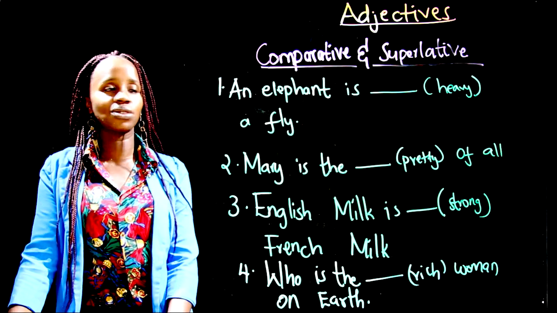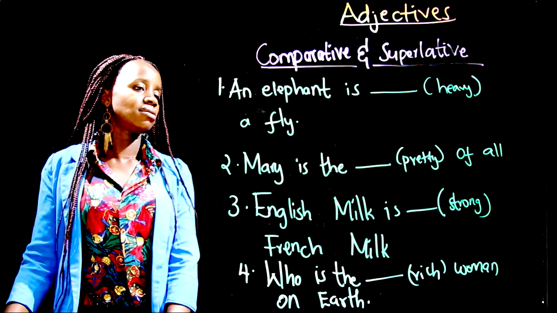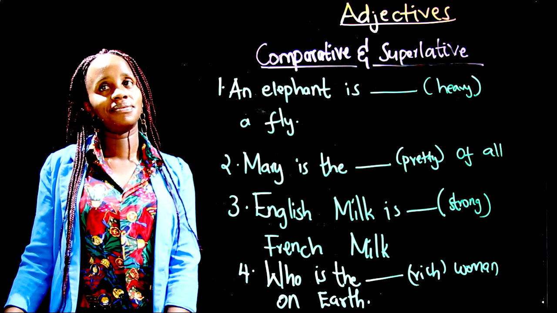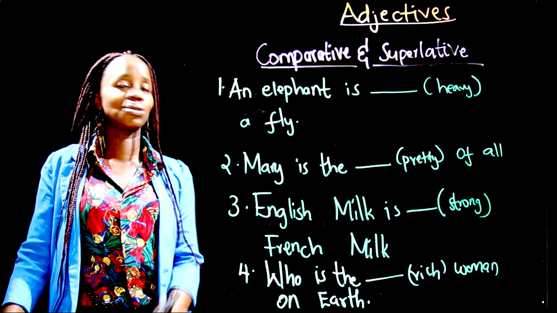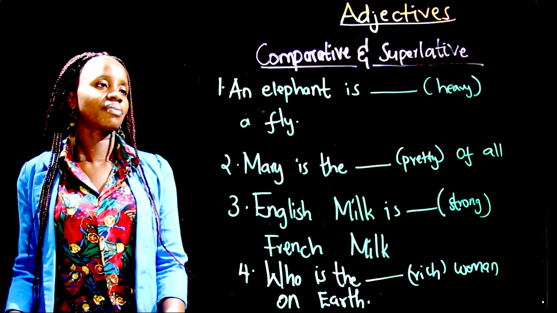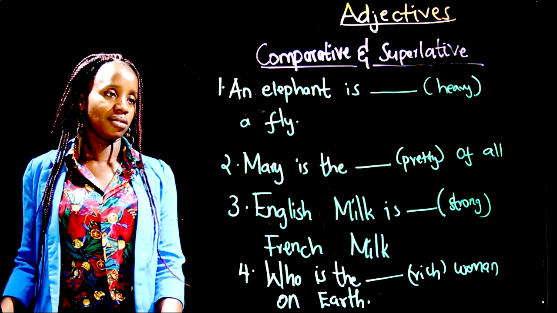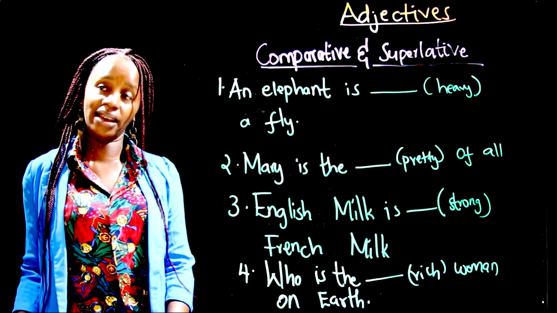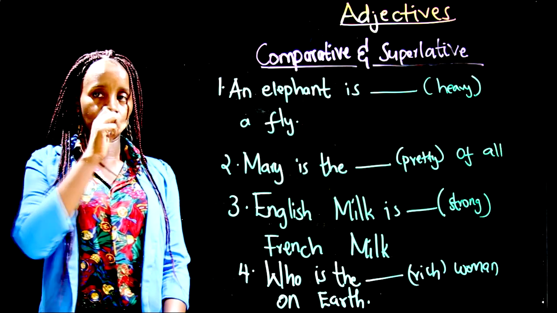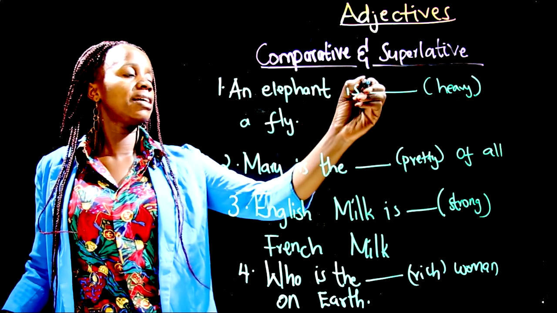So the first question is, an elephant is dash a fly. That's automatic, so you're supposed to use the word "heavy". So which one is the most appropriate one? An elephant is heavier than a fly, okay? An elephant is heavier than a fly, so you'll write heavier.